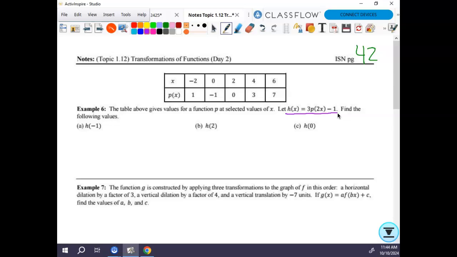Okay, so they tell us that this is p of x, and so the table gives us values for p, and I want to find h of x. Now it's important to know what you were actually looking for here, because if I said I want h of 2 and you say, oh, well, h of 2 is clearly 0, that makes no sense because this is p of x, right?